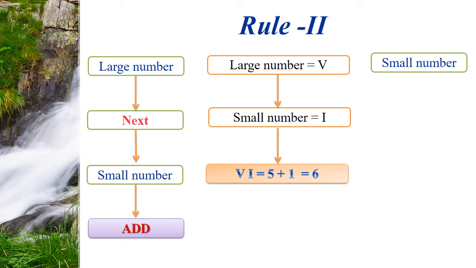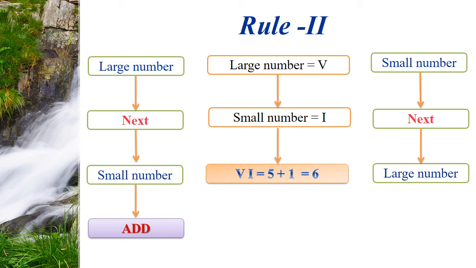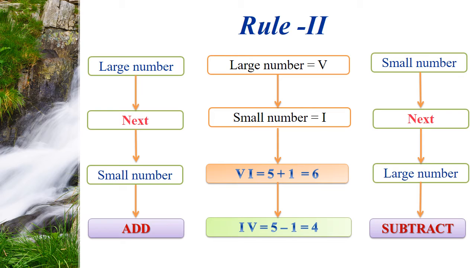Next, when a smaller number is before a larger number, we subtract the numbers. For example, IV. Here the smaller number is before the larger number, so we subtract. 5 minus 1, we get 4.